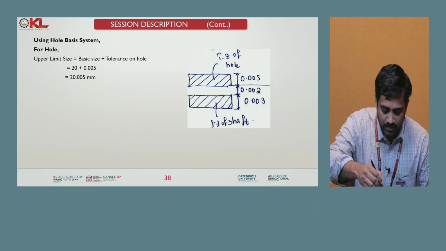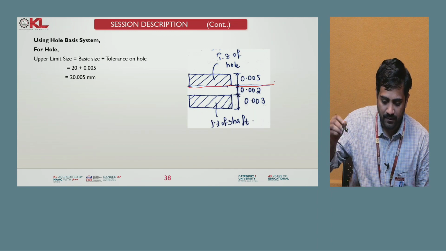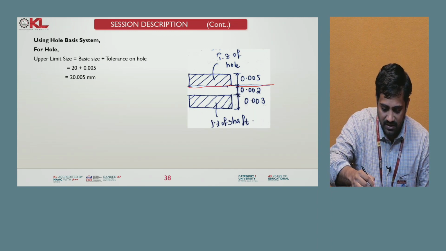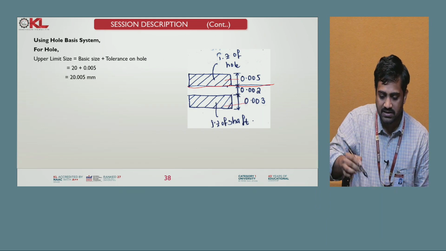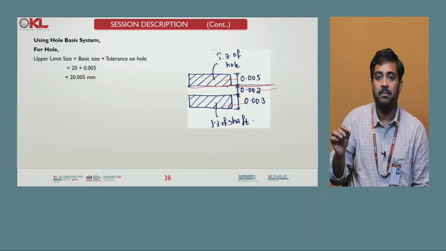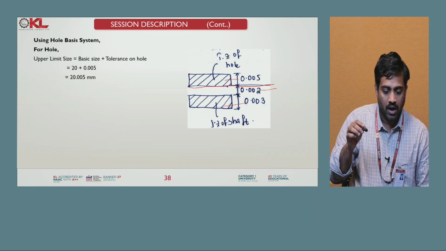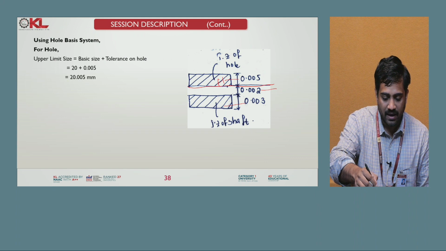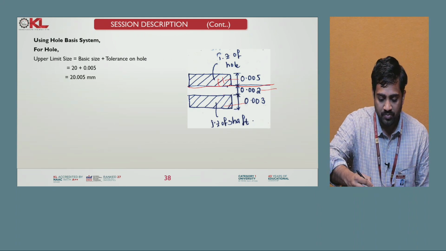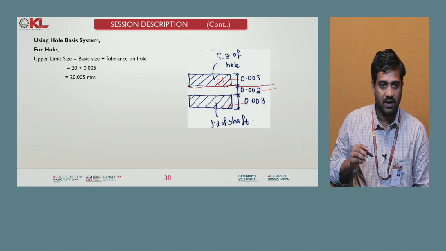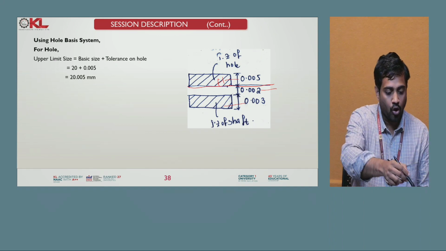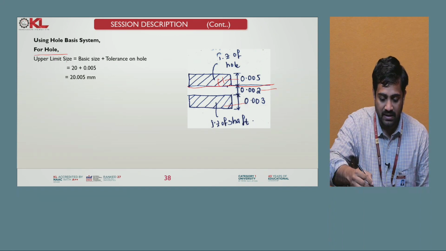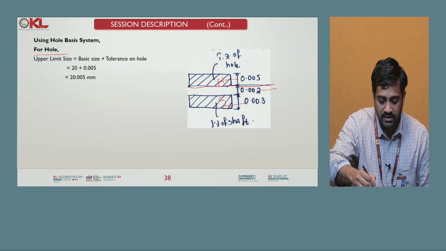In the hole basis system, you see this is the zero line, and this 0.05 is nothing but the hole tolerance, 0.03 is the shaft tolerance, and 0.02 is the minimum clearance. Now, using the hole basis system, the hole is kept constant. The shaft is the only one varying here. This is the hole, this is the shaft. For this hole, the upper size limit is nothing but this.